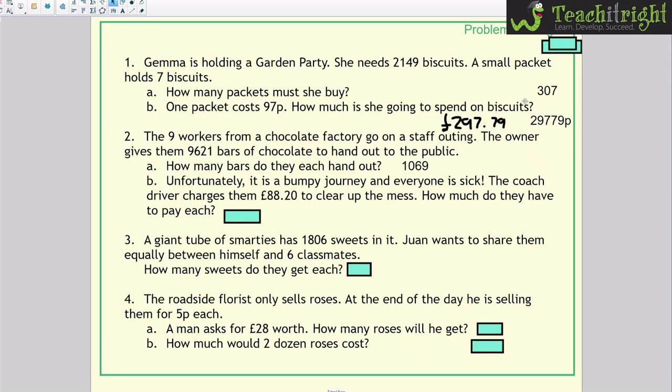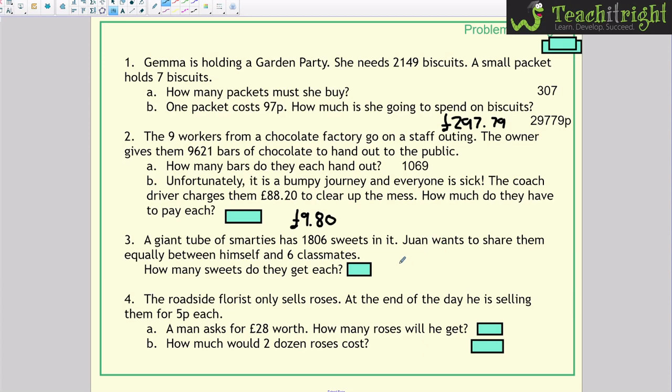Unfortunately, it's a very bumpy journey and everyone is sick. Oh no! The coach driver charges them £88.20 to clean up the mess. How much do they have to pay each? Well, in this case, they're going to split £88.20 between them. So the answer should be, oh, that's gone the wrong way. Let's fix that now. It's £88.20 divided by the 9 workers, so you should have had an answer of £9.80. I can tell what the person has done: they've timesed it. Let's fix that right now. So £9.80 each.